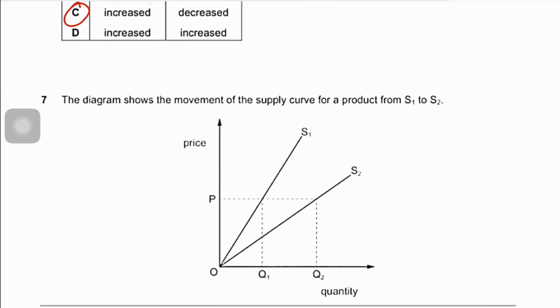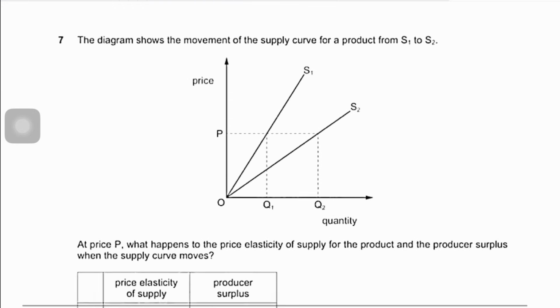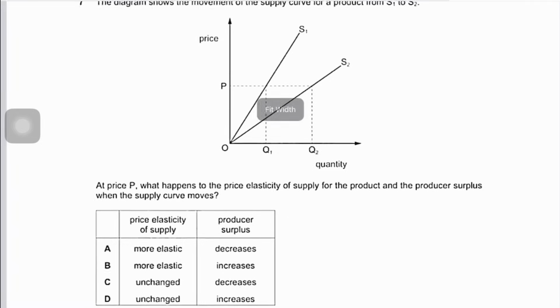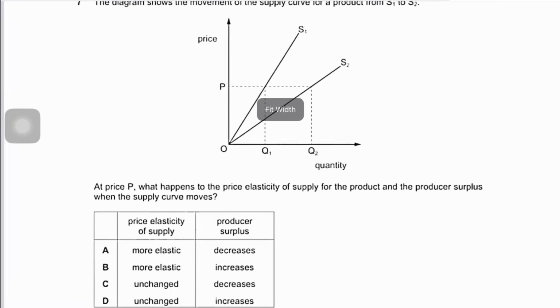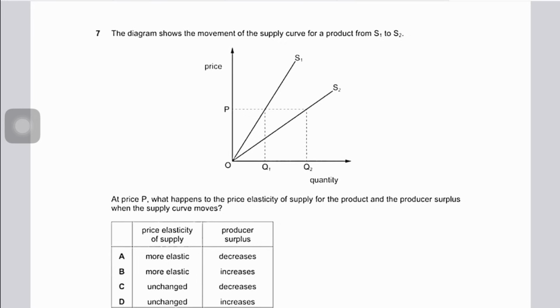The next question number 7 says the diagram shows the movement of the supply curve from S1 to S2. At the price of P, what happens to the price elasticity of supply (PES) for the product and the producer surplus when the supply curve moves from S1 to S2? Now, firstly, we know that nothing will happen to the price elasticity of supply. Well, I have already explained this in my video on how PES changes along the supply curve.